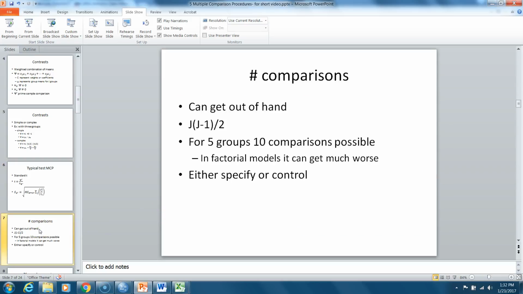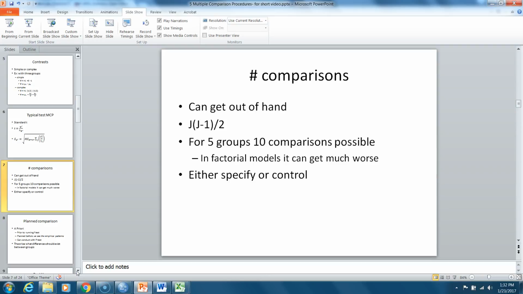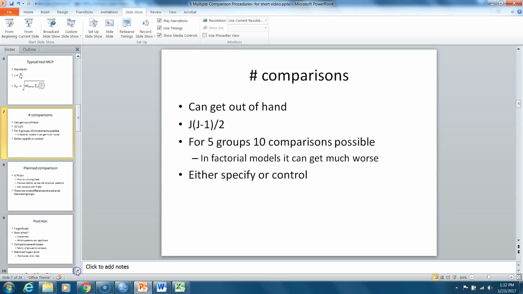One more thing before I show you some practical comparisons I'll set up in Excel is that these things can get crazy and out of hand. With just 5 groups, direct comparisons number J times J minus 1 divided by 2, which is basically 5 times 4 divided by 2, which equals 10. That doesn't seem like that big a deal. Maybe that's okay. We can compare 10 groups.